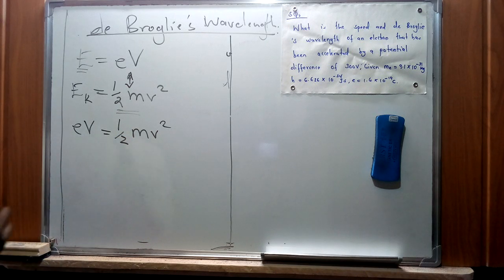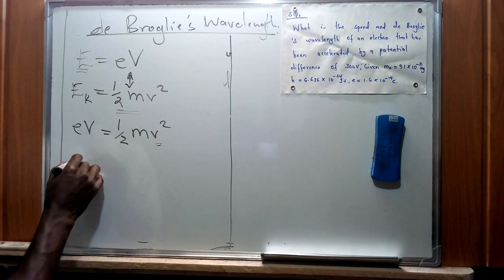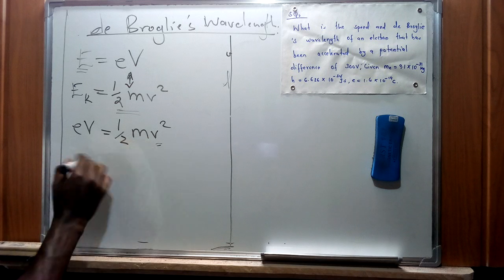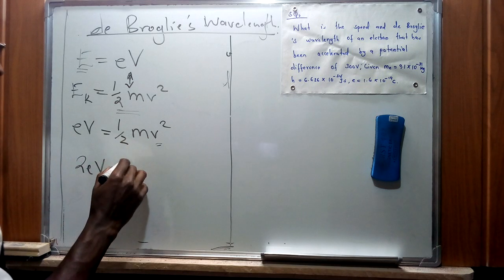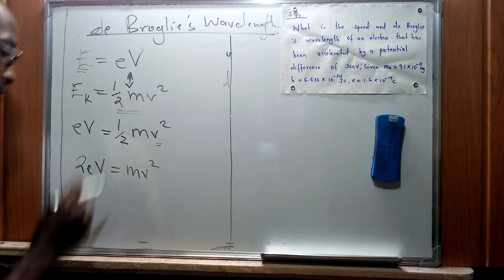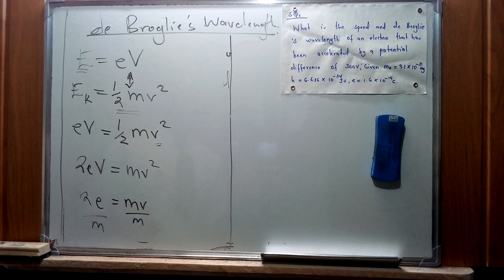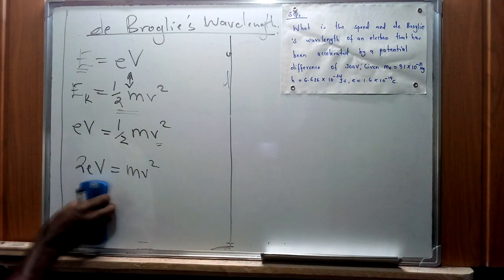If we manipulate this equation, we can come up with an expression to represent v, which is the speed. By multiplying by 2 on both sides, 2eV is equal to mv squared. Therefore, we can do a substitution and find v from this particular concept.